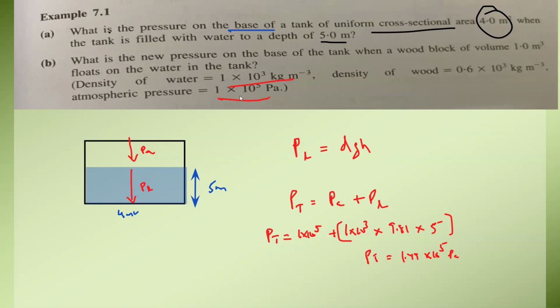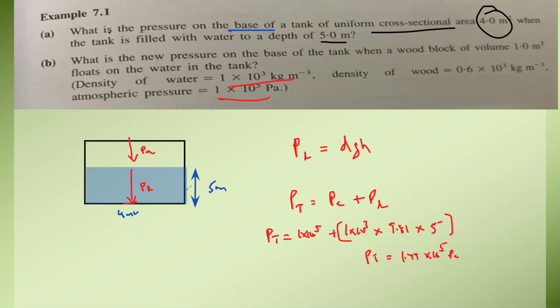Now the second part, what is the new pressure? Shouldn't it only be on the base, only the bottom? Yeah, the base is the bottom. The base is there at the bottom. That's what we calculated, the pressure at the bottom, which is due to the atmosphere plus the liquid. The pressure on the base is equal to atmosphere plus the liquid.